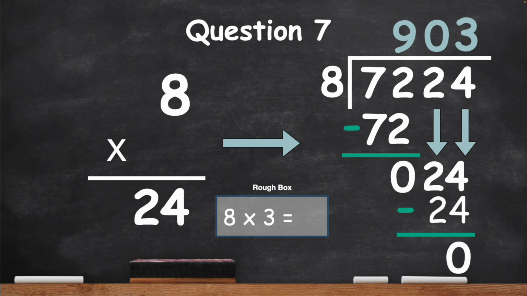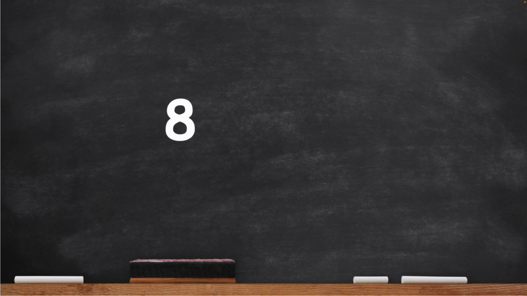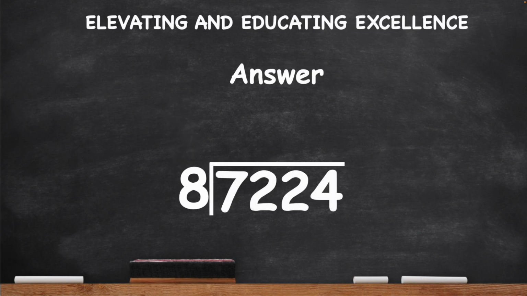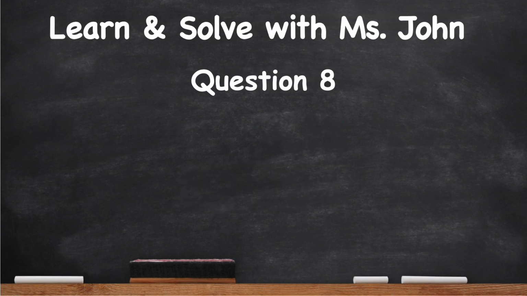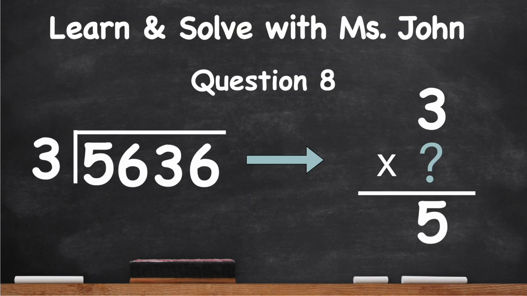Therefore, the final answer is 903. Again, 7,224 divided by 8 equals 903. Question number 8. We're going to divide 5,636 divided by 3. We'll first complete this question by simply dividing 5 divided by 3.